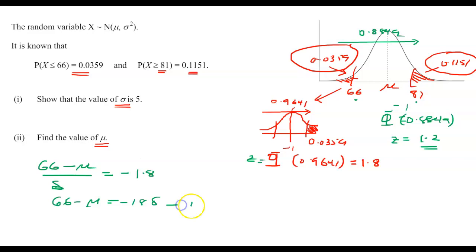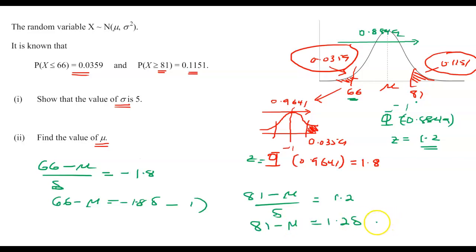Now this one is equation 1. When you look at the 81, it's going to be 81 minus mu over the standard deviation equals 1.2. This one was negative 1.8, and this is 1.2. Remember, this is negative because the 66 is on this side, and the z value of the 66 should be a negative value. That means we have 81 minus mu equals 1.2 sigma. Hope this makes sense. This is equation 2.